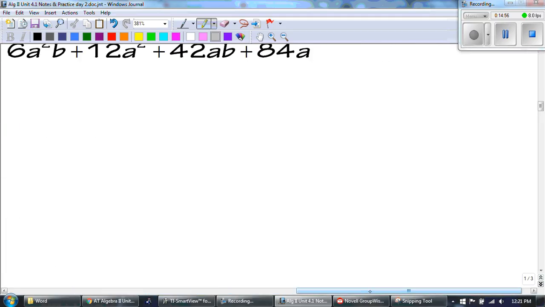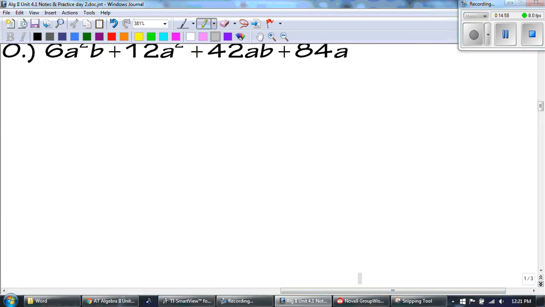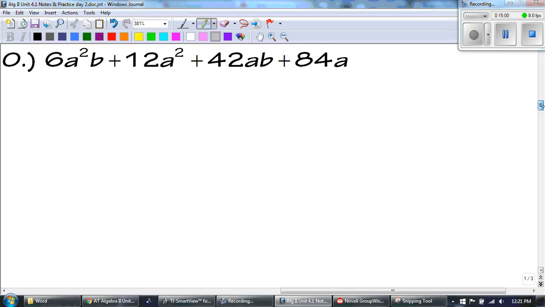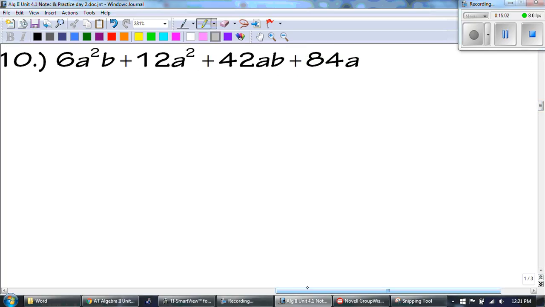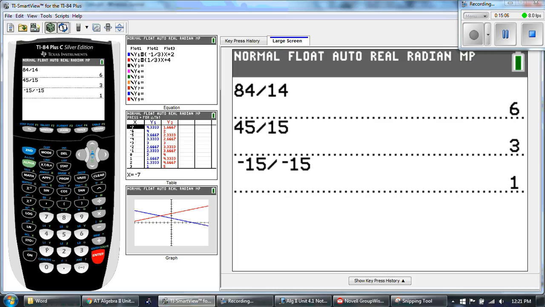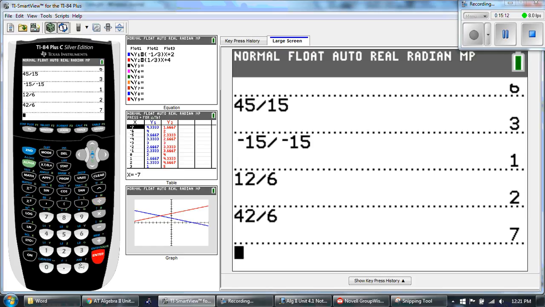All right, number 10. What can I take out between all of those? Can I take out a 6? 12 divided by 6, yes. 42 divided by 6, yes. 84 divided by 6, yeah.